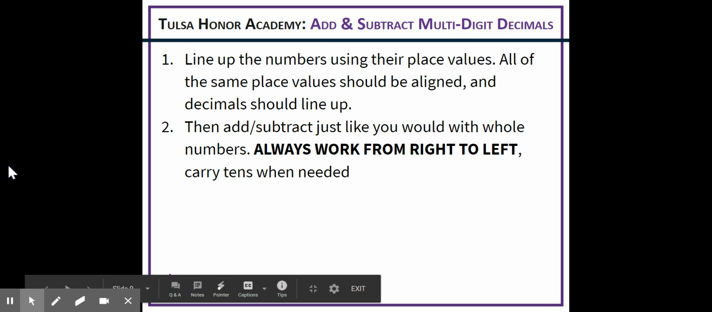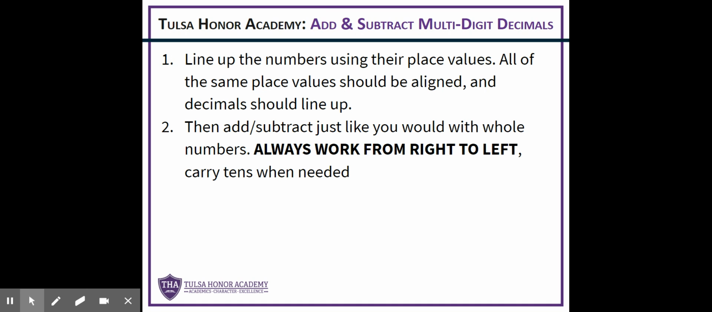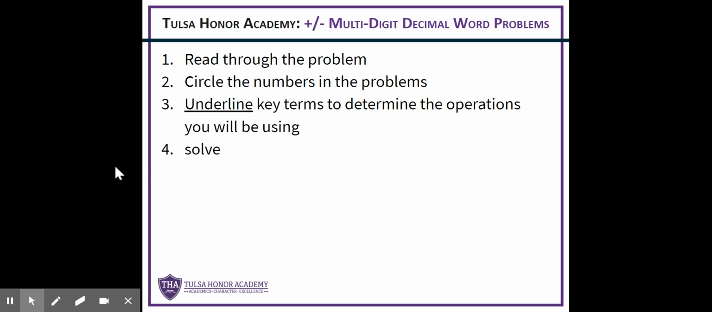Awesome. Just to go over those steps again real quick. To add and subtract multi-digit decimals, you must line up the numbers using their place values. All of the same place values should be aligned, and the decimals should line up. Then you're just going to add or subtract just like you would the whole numbers. Always work from right to left, and carry tens when needed. And when you're approaching word problems, make sure that you read through the entire problem, circle numbers in the problem, and underline the key terms to determine the operations you will be using. And then you're going to solve just like you would if it weren't a word problem.